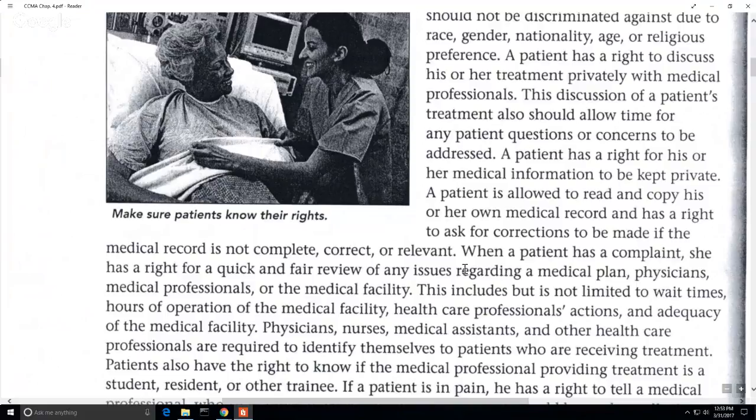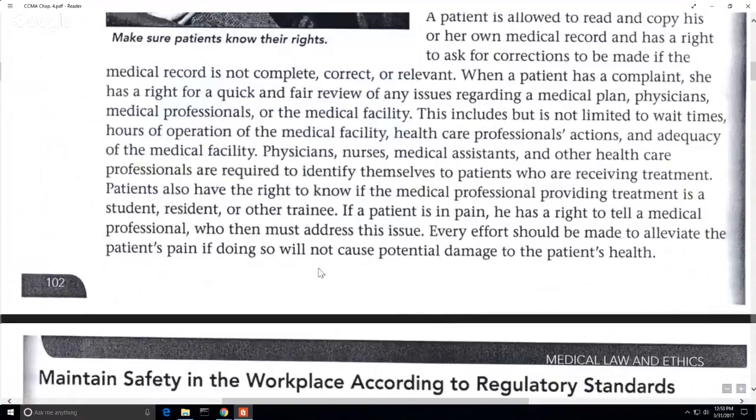Physicians, nurses, medical assistants, and other healthcare professionals are required to identify themselves to patients who are receiving treatment. The patients also have the right to know if the medical professional providing treatment is a student, a resident, or other trainee.